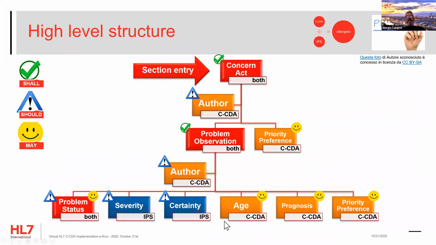It's clear that for the IPS, this template is used only for the problem list, while the problem observation is used in different types of concern for the disease, for example, the hospital discharge diagnosis, the encounter diagnosis, or other types of observation. It's clear that information like prognosis may be relevant in these cases, maybe less in the IPS per se.